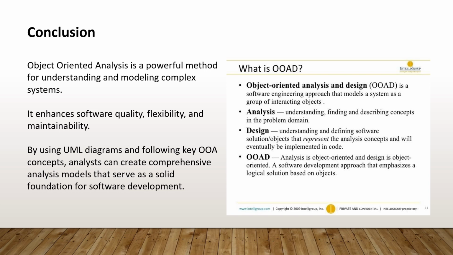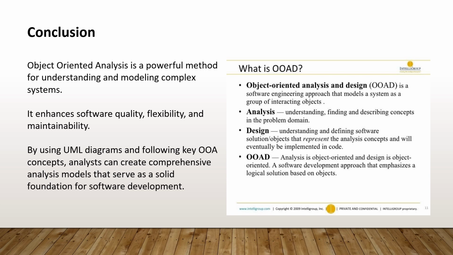Conclusion: object-oriented analysis is a powerful method for understanding and modeling complex systems. It enhances software quality, flexibility, and maintainability. By using UML diagrams and following key object-oriented analysis concepts, analysts can create comprehensive analysis models that serve as a solid foundation for software development.